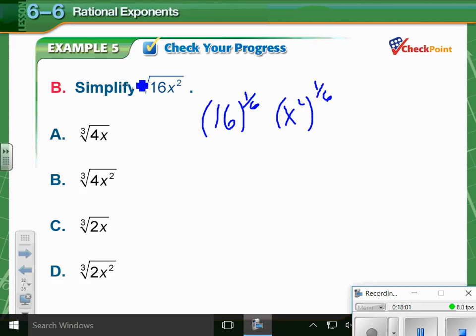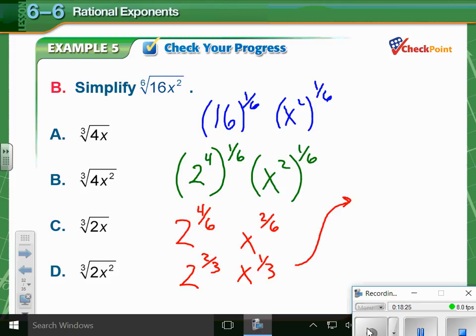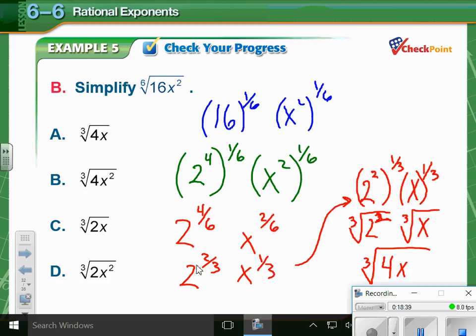If you wanted to change that 6th root into a fractional exponent, it would look something like this. You take the 16, it would have a 1/6 power, and then the x squared would also be to the 1/6 power. 2 to the 4th, or 16, is the same as 2 to the 4th, x squared. So what we can do here is multiply these exponents together. I get 2 to the 4/6 power, x to the 2/6 power. Reduce those fractions, I get 2/3 and 1/3. So when reduced, it's 2 to the 2/3 and x to the 1/3.